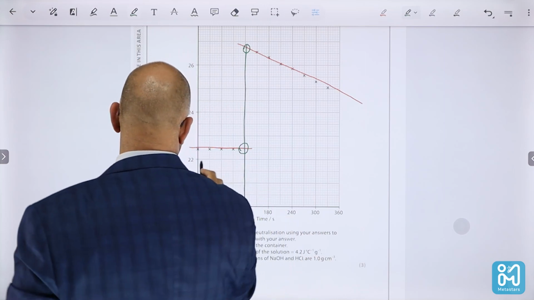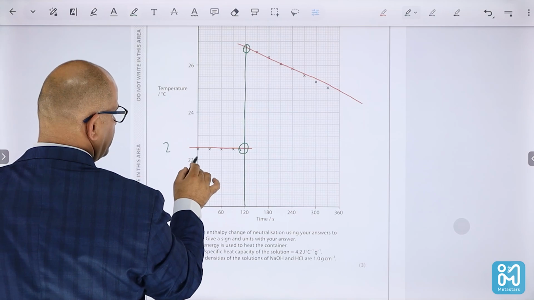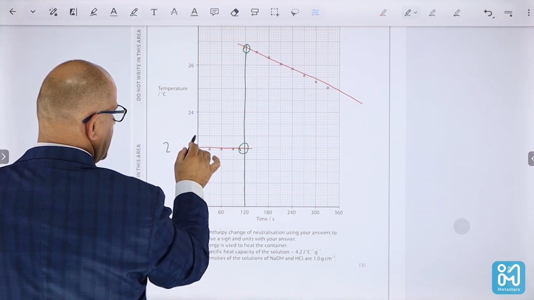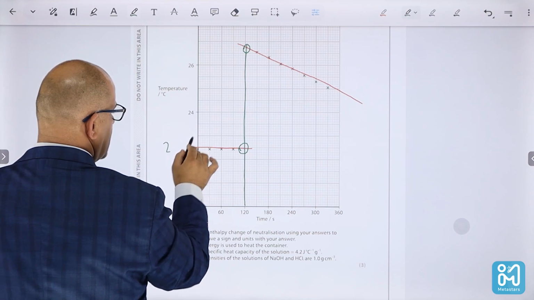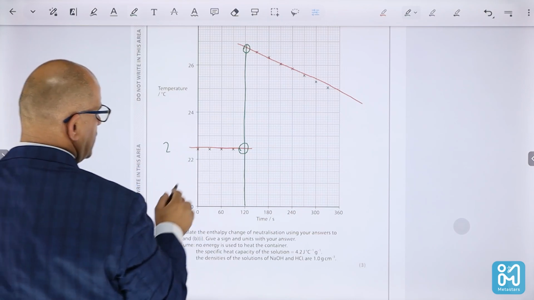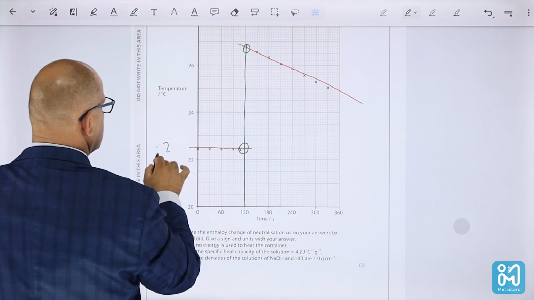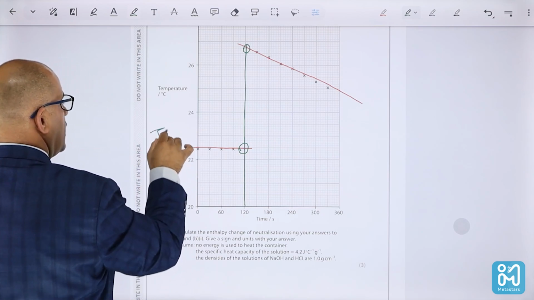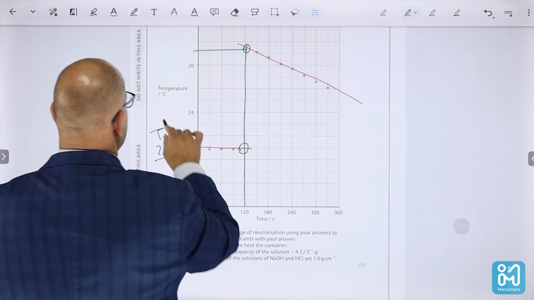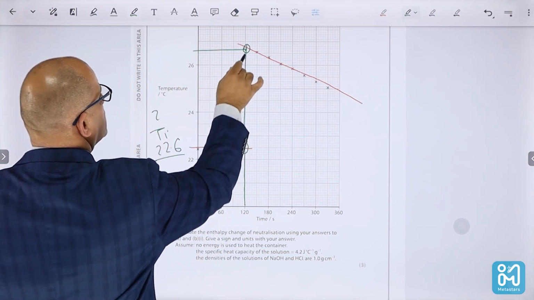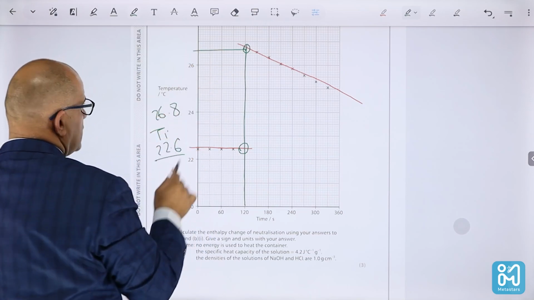And you will see that the temperature is around 22, how much? Here we have a 23. So 1, 2, 3, 4, 5, 6, 7, 8, 9, 10. So each one is 0.1. So we have 22.1, 2, 3, 4, 5, 6. So 22.6 is the T1. And here it is 26.4 maybe, or it's 26.8. It's around like that.